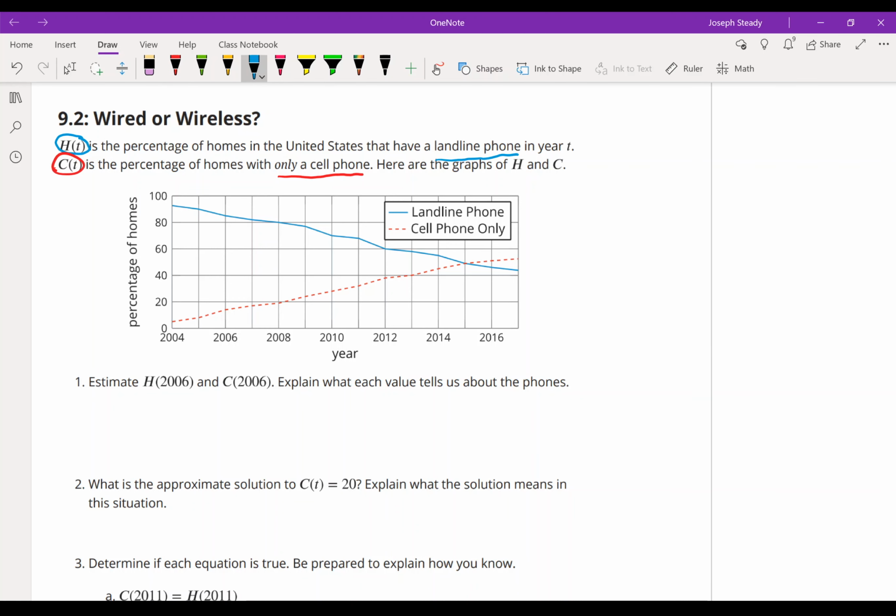Now, the first question just asks us to estimate what is h of 2006 and what is c of 2006. Now, h of 2006 is just, well, our input is the year 2006. What is the output? So go up here and find that point. 90% is right around there, so this looks like it's about 85%.